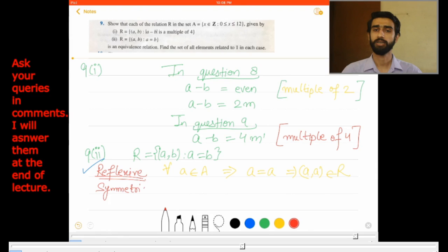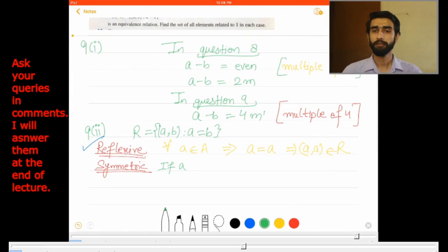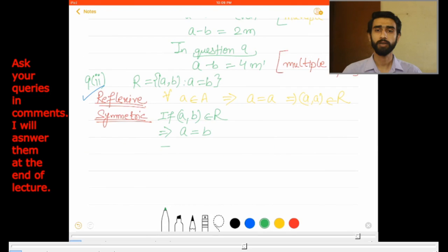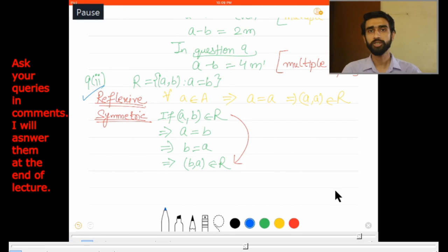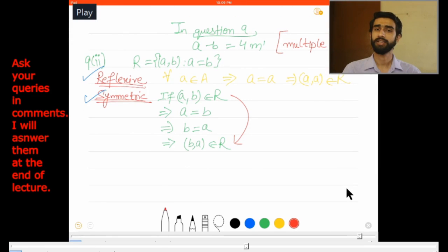Now let's check for symmetric. Is this symmetric or not? The condition: if (A, B) belongs to R, what does it mean? A equals B. You can also write B equals A, and this implies (B, A) belongs to R. So from (A, B) belongs to R, I reached (B, A) belongs to R. Condition of symmetry satisfied, and this is symmetric.